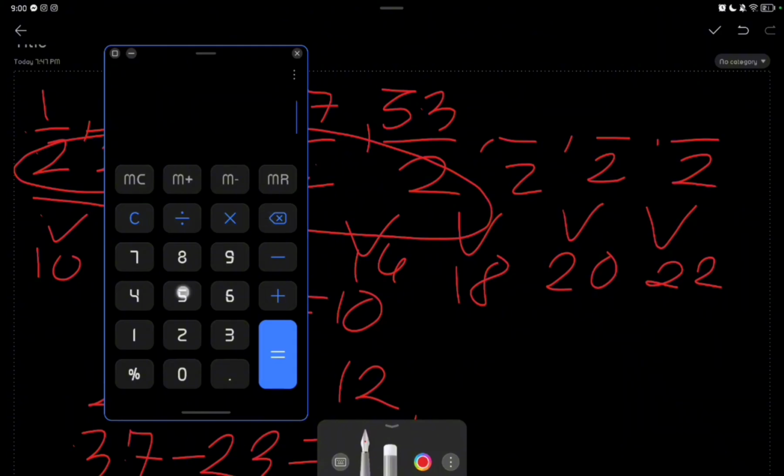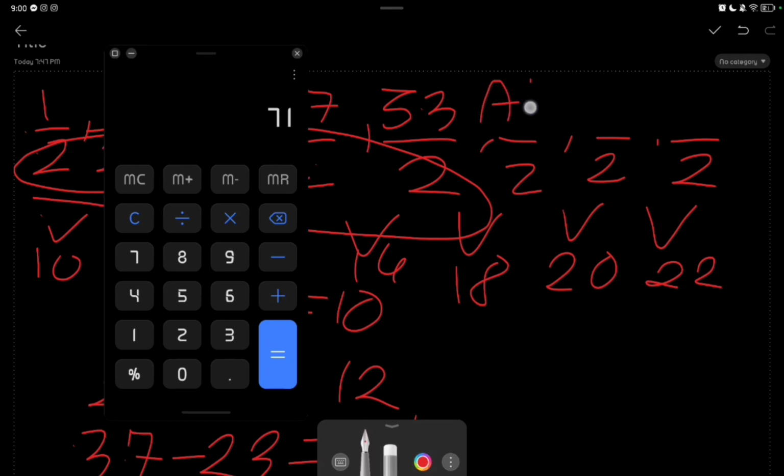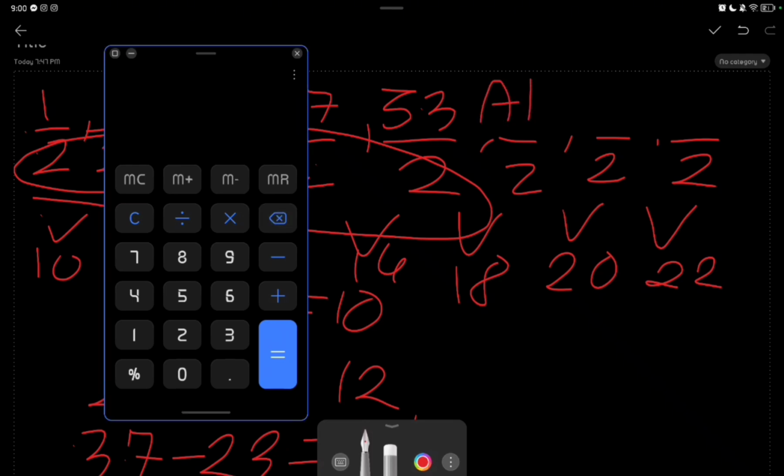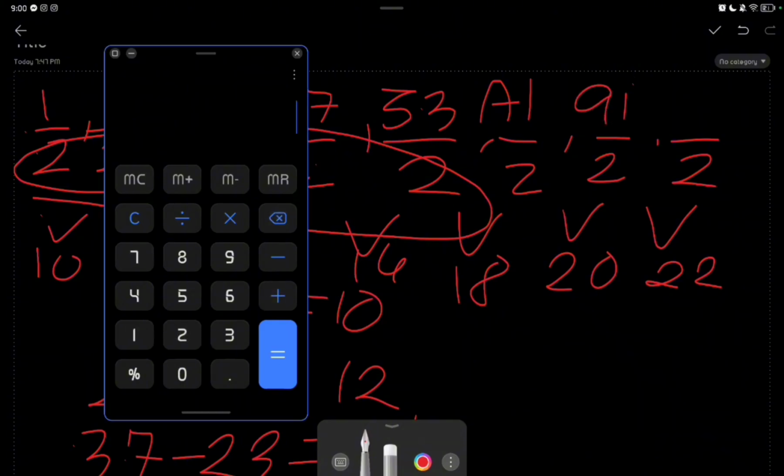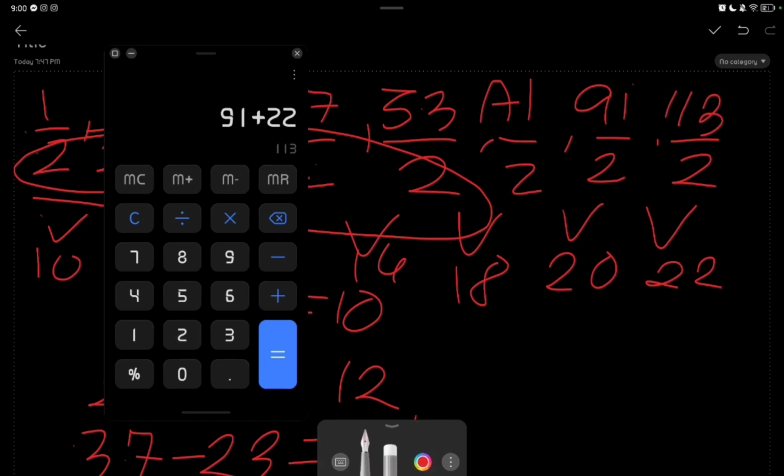Okay. 53 plus 18 is equal to 71. And then 71 plus 20 is equal to 91. And then 91 plus 22 is equal to 113. So that is the next three terms: 71, 91, and 113.